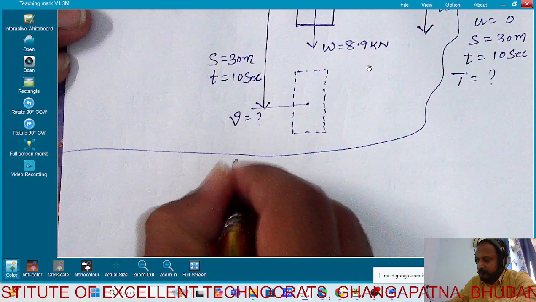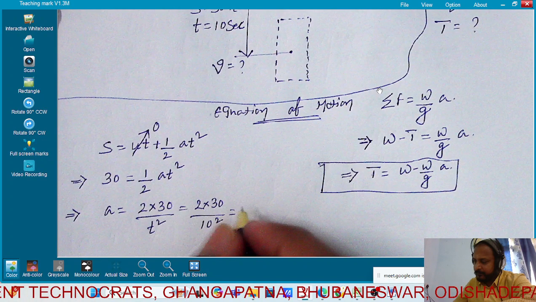So a is equal to 2 into 30 by t square. So 2 into 30 by 10 square. How much are you getting? 0.6 meter per second square. Substitute this value of a in this equation. You'll get what is the tension in the cable which is attached to the mining cage. So W is how much? 8.9 kilonewton. No need of changing into Newton. 8.9 by 9.81 multiplied by a, you got as 0.6. So solve this, how much are you getting?